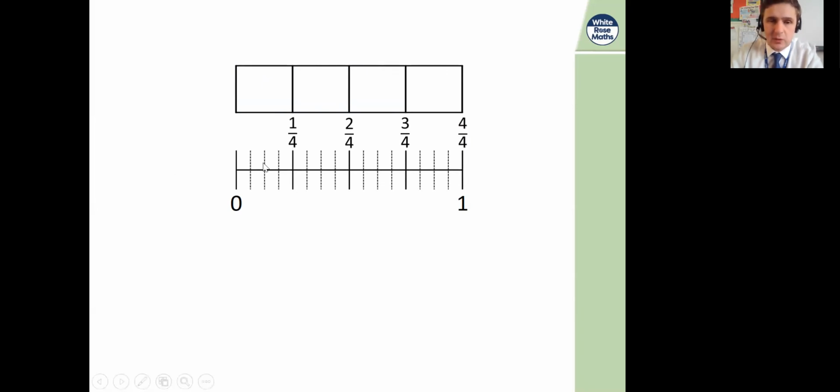You can see that each quarter now is split up into another 4 sections. So I'm going to have 4 quarters, each one split into 4. So I'm going to have 4 lots of 4, and that is, it's quick math, 16. So each one now is going to be 16ths. Okay, and you can see there that 1/4 is the same as, or is equivalent to, 4/16.